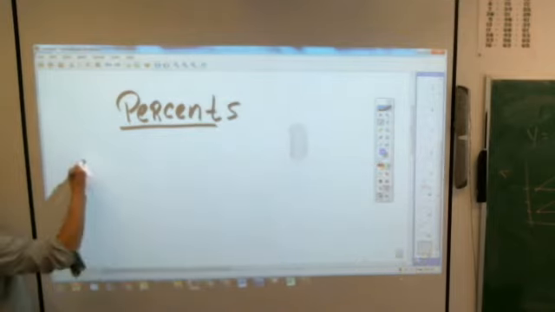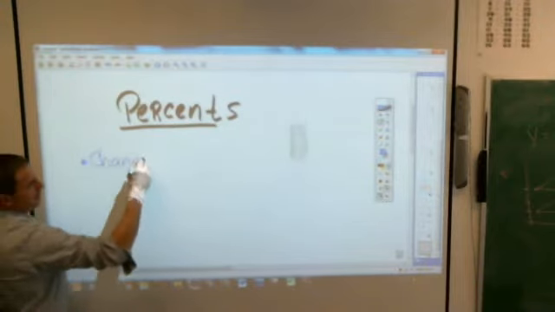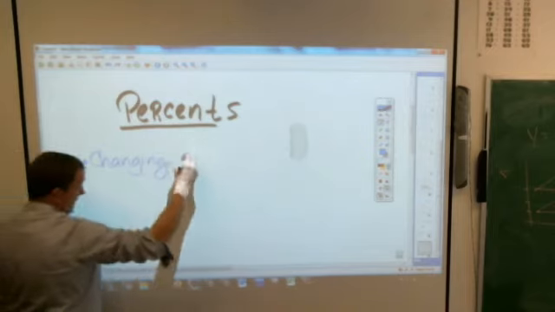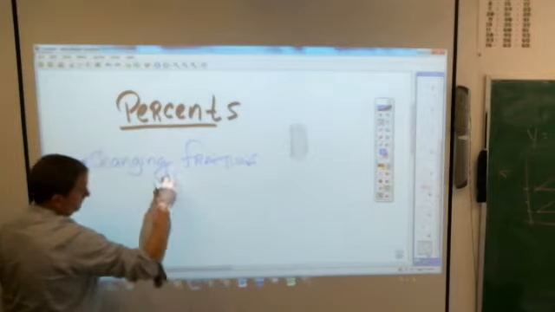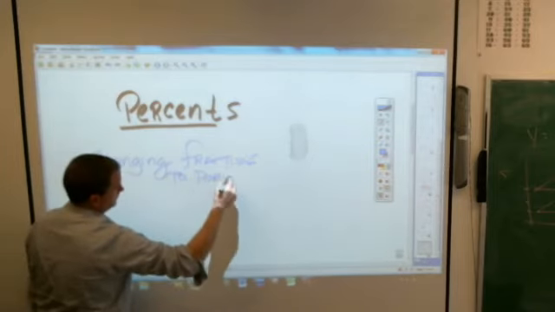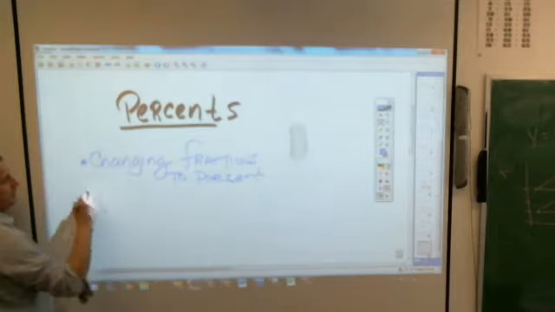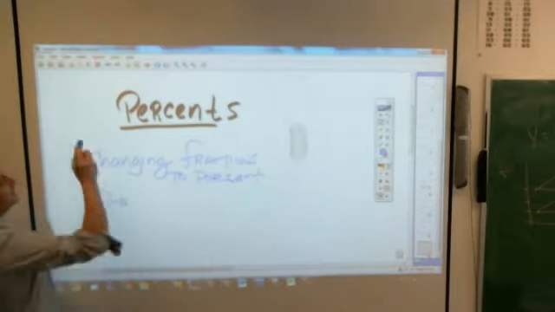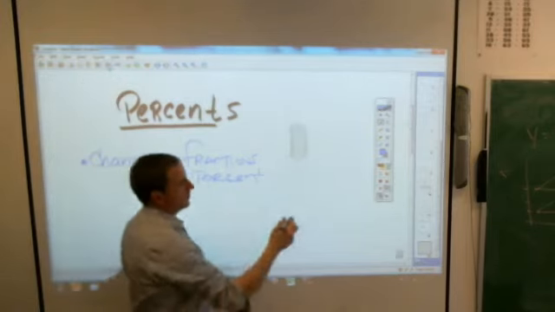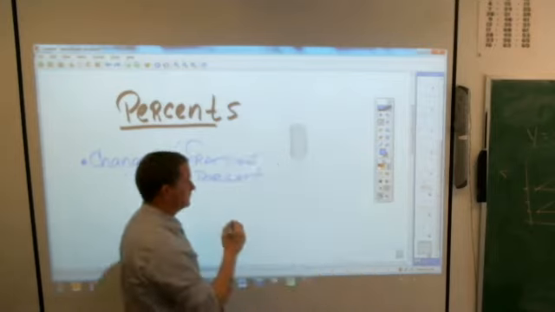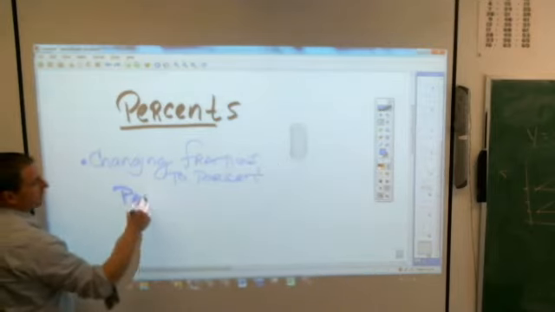And the little subheading for today is changing fractions to percents. And this is part of what will be like the percents trilogy. We're going to start with part 1. We should call it part 1, the first chapter.